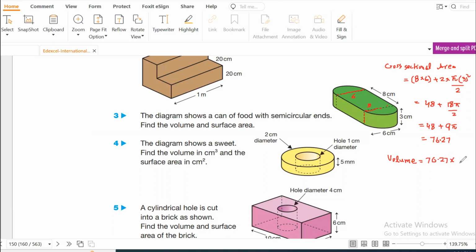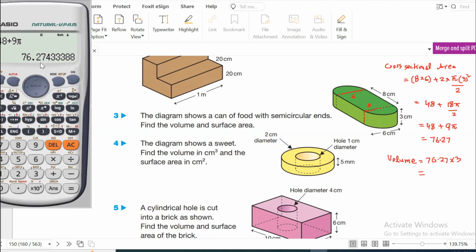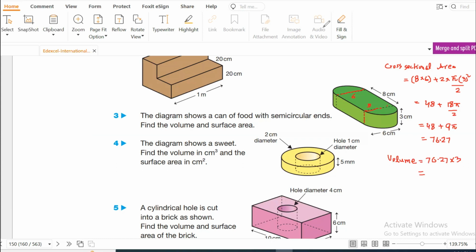Which we consider as the height. In this part it is 3. So multiply with 3. We already have the area of the cross section, multiplied by 3, it gives us 228.8. That means 229. So I will consider it as 229, and it is volume, so centimeter cubed.